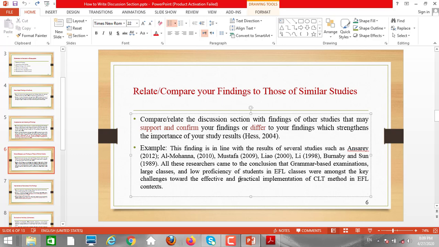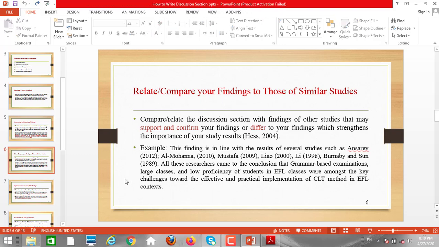It means you cannot purposely put the word not here. This should be stated in the research articles, which means you found something different from their researches. And this is how you have to compare your findings with the previously conducted research findings.